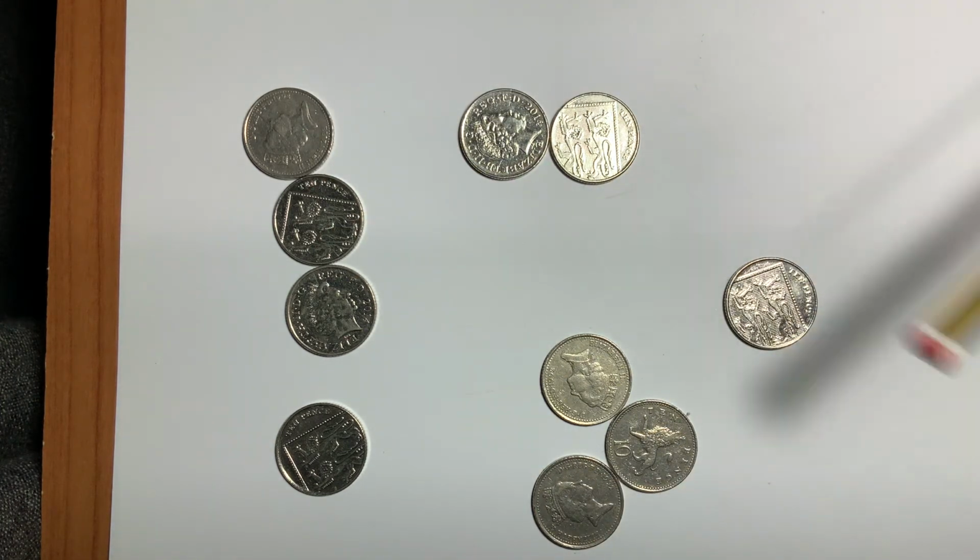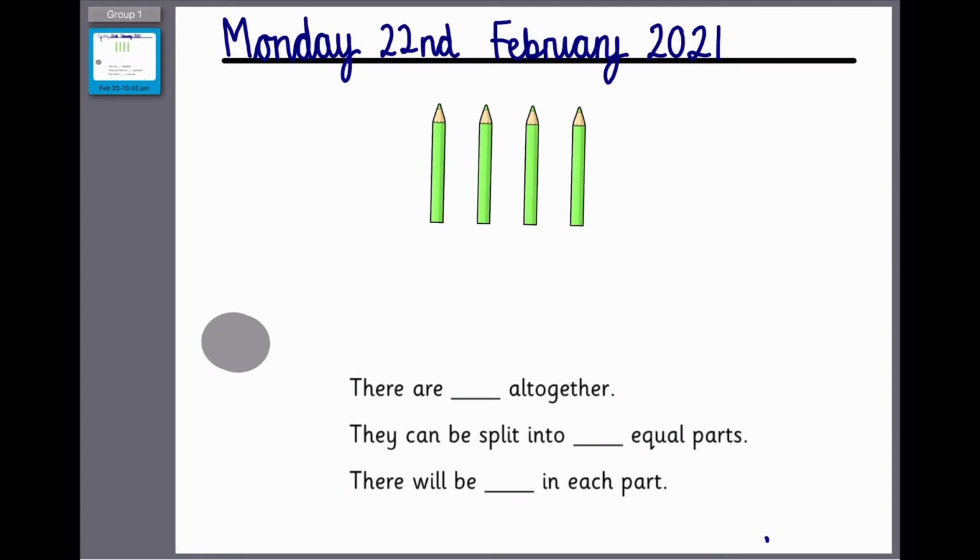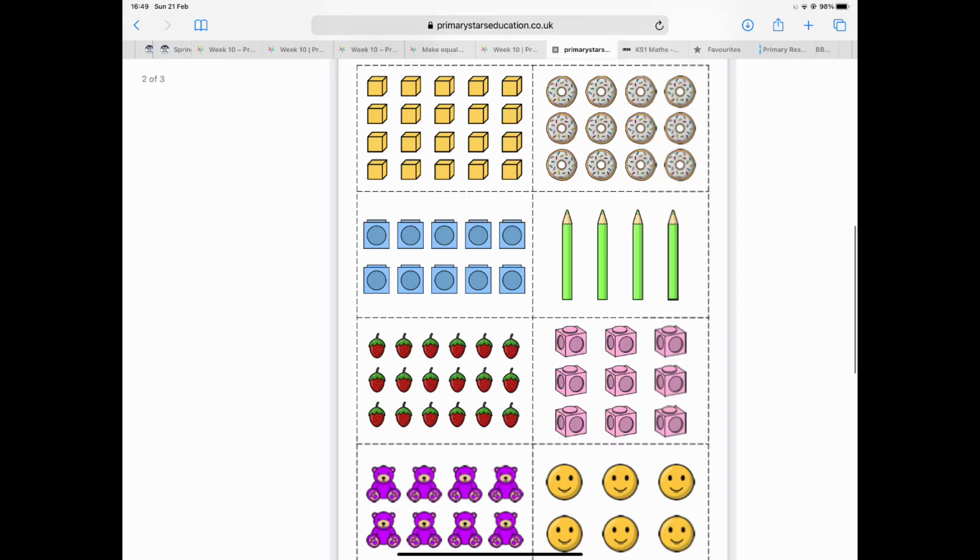They are unequal. Today's learning challenge is a practical challenge and we're going to be making equal groups. Now what you'll find below this video is a sheet of picture cards. Please don't print them out and waste your ink cartridge, okay? All you need to take notice of from those pictures is how many objects there are in each.